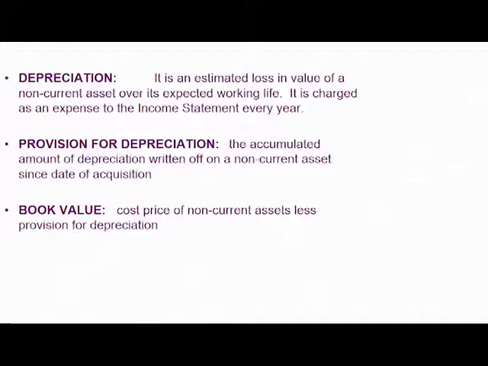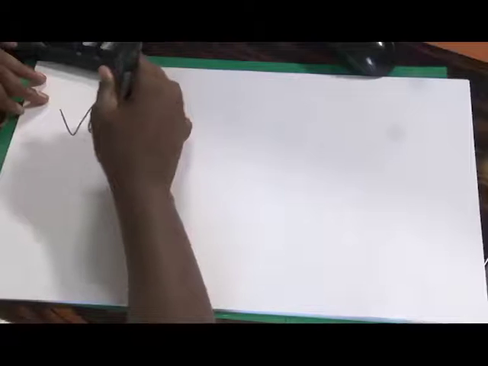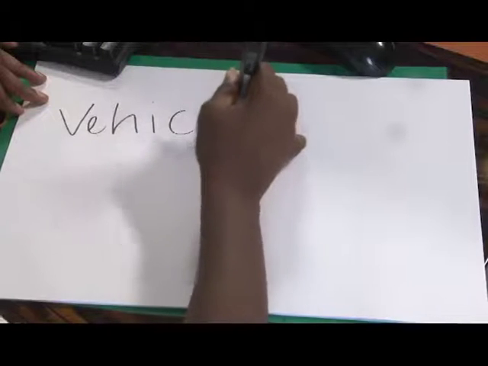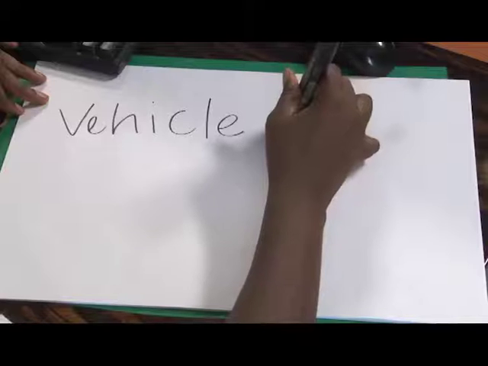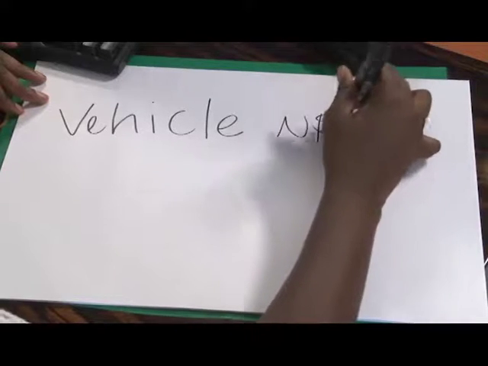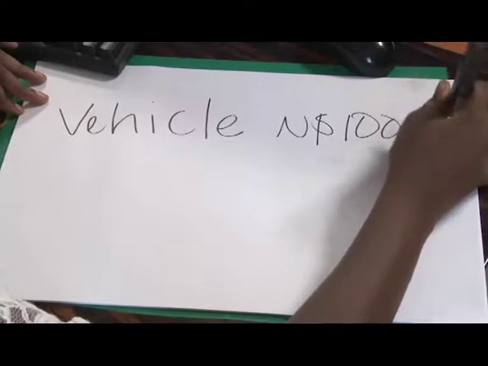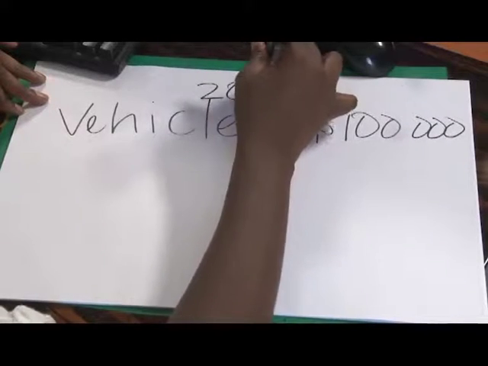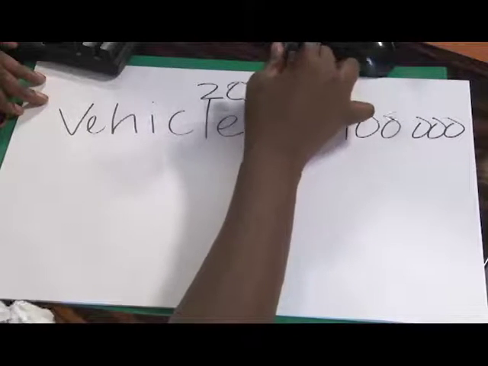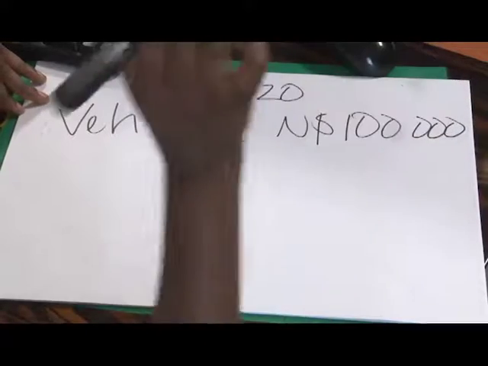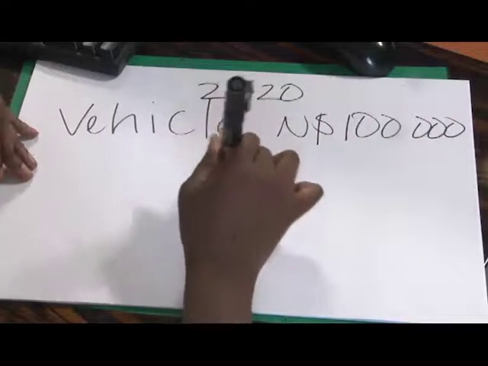How much did you buy that non-current asset for, minus or less provision for depreciation. So let's say, for example, a vehicle. The vehicle was bought for, let's say, 100,000 Namibian dollars. Okay, that was in 2020.